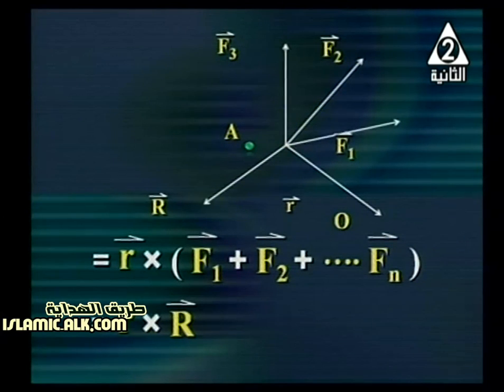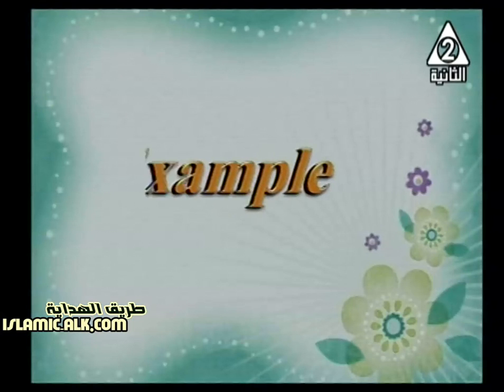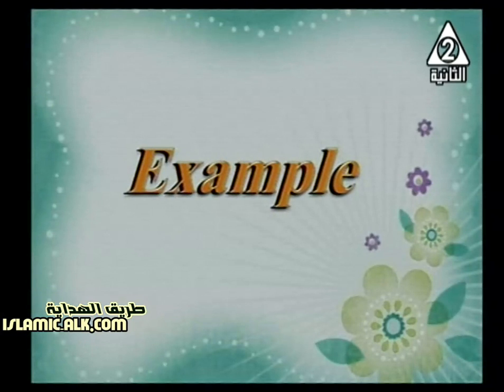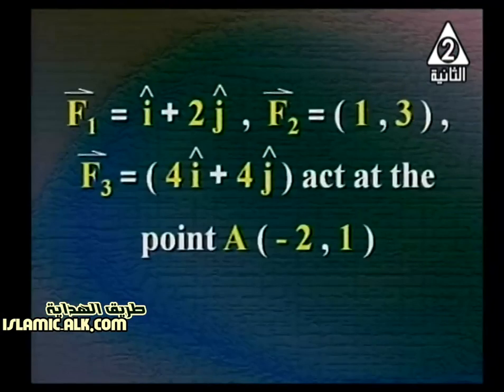Now we move to an example. Force F1 equals i plus 2j. The second force is 1, 3. The third force is 4i plus 4j. They act at the point A (negative 2, 1). Remember, we have three forces, F1, F2, F3, acting at point A (negative 2, 1).